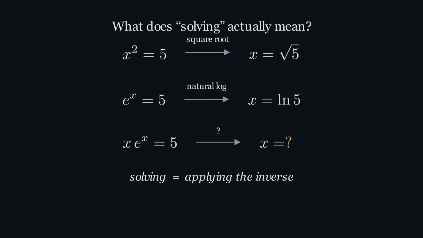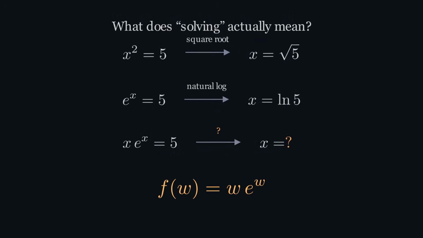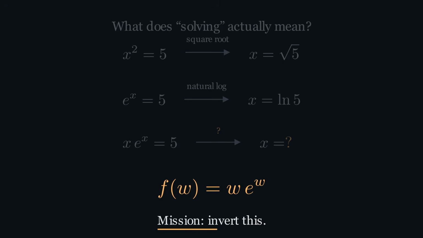So the real problem isn't the equation. The real problem is that nobody has handed me the inverse of the map f of w equals w times e to the w. Fine, then let's build it from scratch. And to invert a function honestly, you first have to know it intimately. Let me interrogate this function. F of w equals w times e to the w.